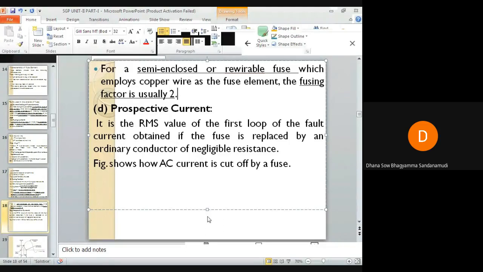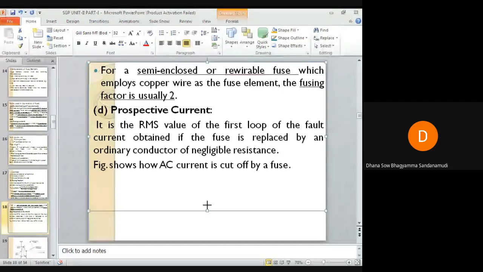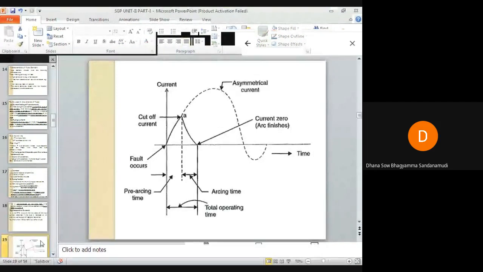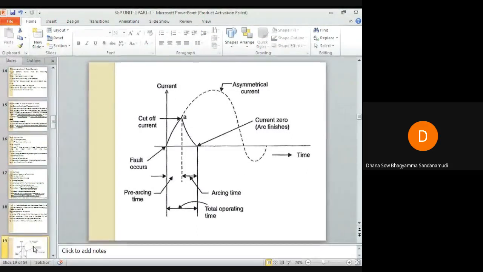Prospective current is the RMS value of the first loop of the fault current obtained if the fuse is replaced by an ordinary conductor of negligible resistance. So it is the RMS value of the first loop of the fault current obtained if the fuse is replaced by an ordinary conductor of negligible resistance. Let us discuss more about this prospective current and the first loop of the fault current.